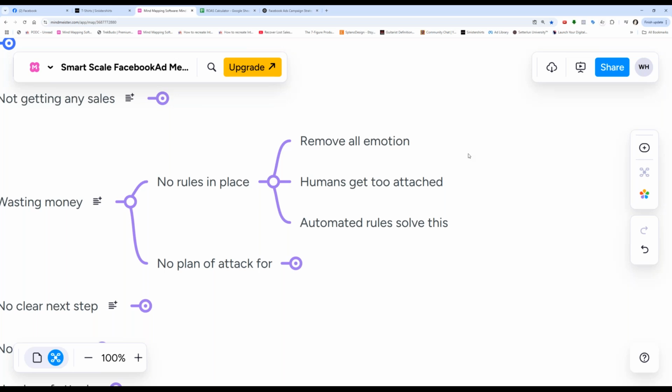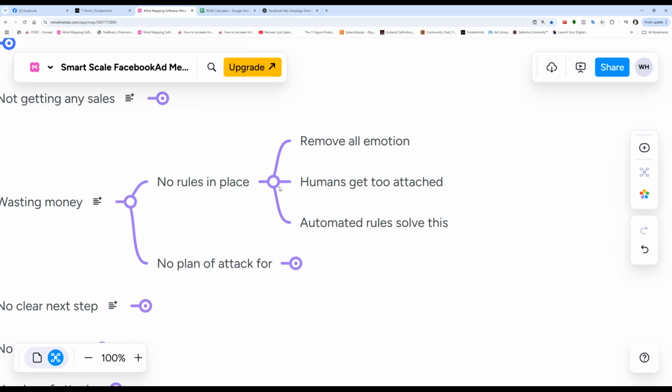Automated rules solve that, and that's a big part of the Smart Scale method for me, because I don't want to be in there watching that ad account. I don't want to be watching my ads, my ad sets, or my campaigns. I want Facebook to constantly watch it for me and be like a binary 1 or 0, yes or no. Did it meet this condition? Yes. Okay, then shut it off. Did it meet this condition? No. Good.